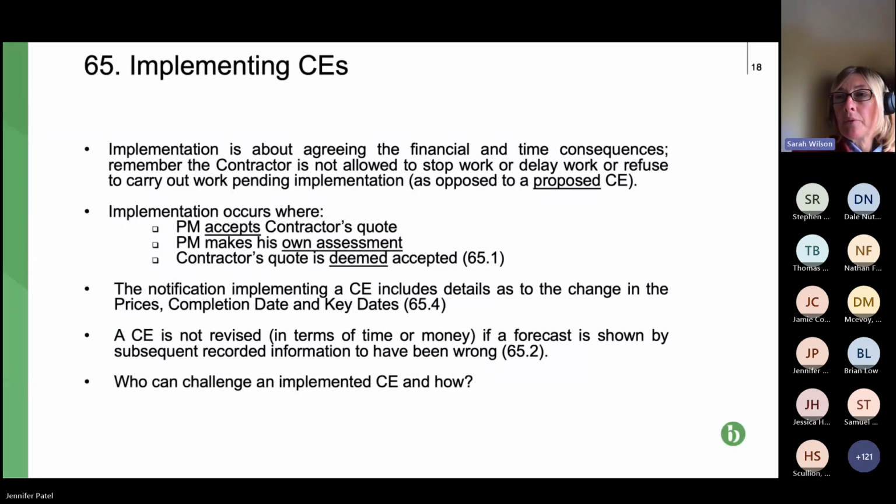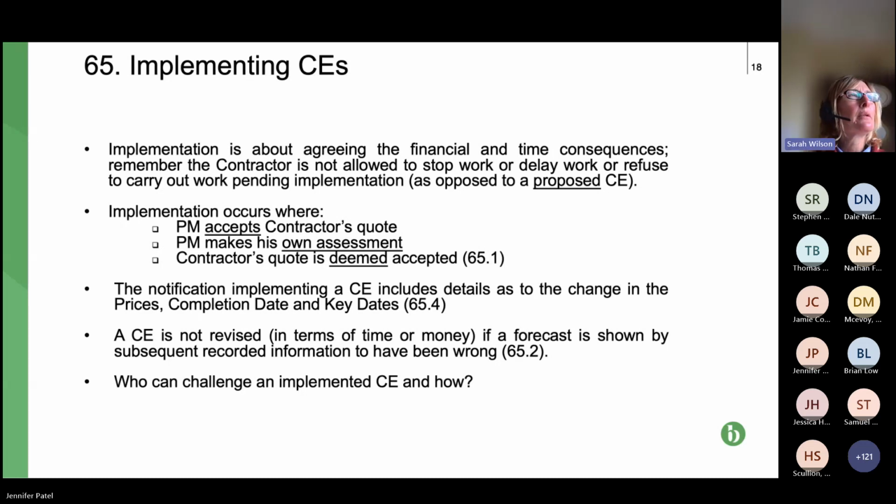Implementing CEs, we've talked about this already. It's not about carrying out the work, it's about implementing either the assessed value of the CE if the PM assesses it, or the accepted quote if the PM accepts the contractor's quote. So incorporating that into the contract.